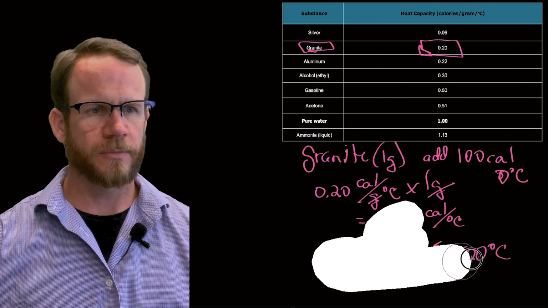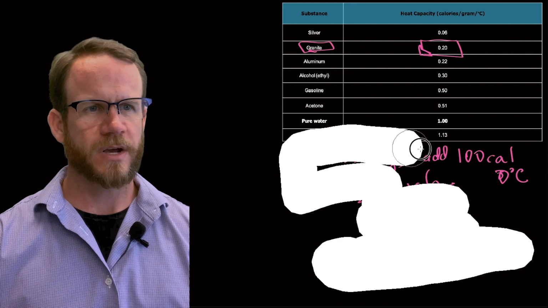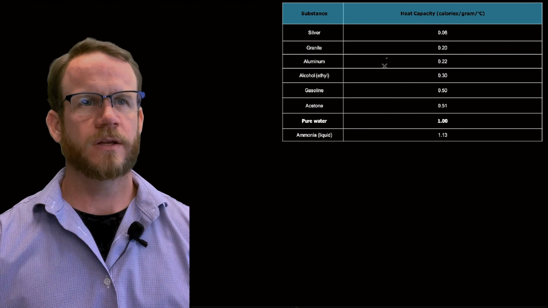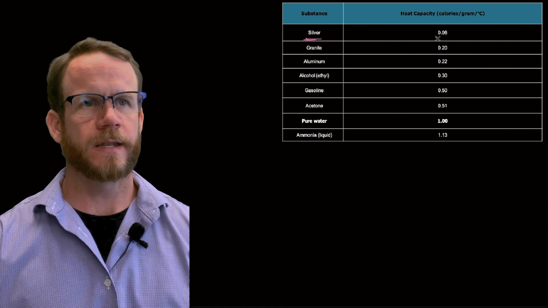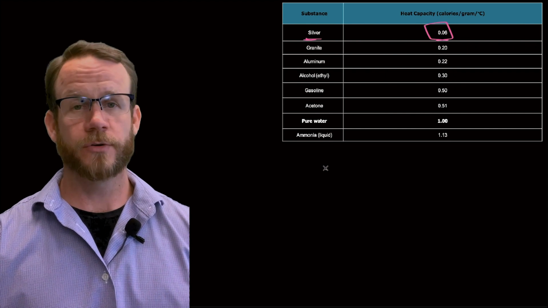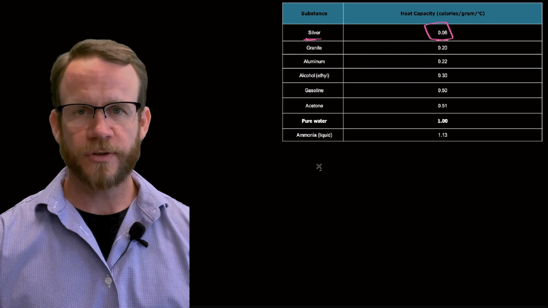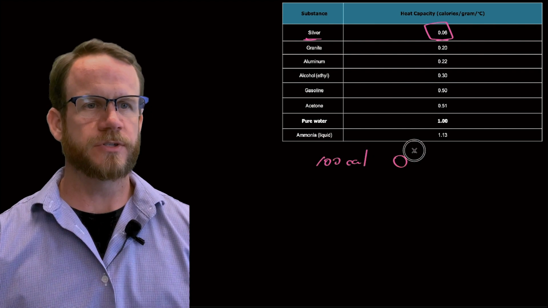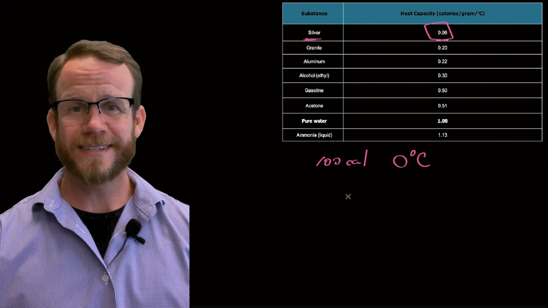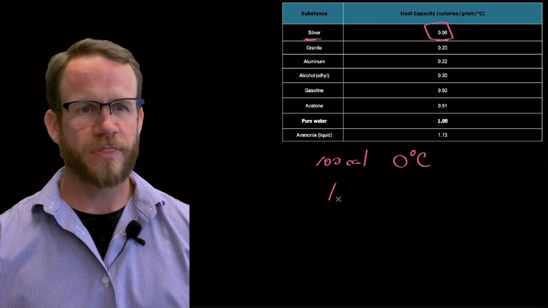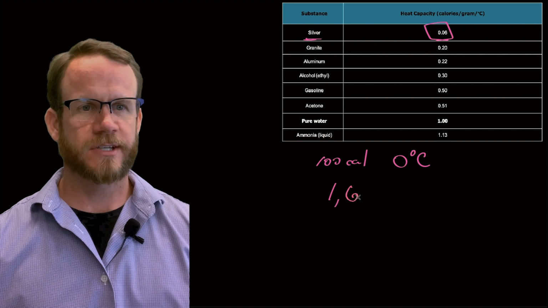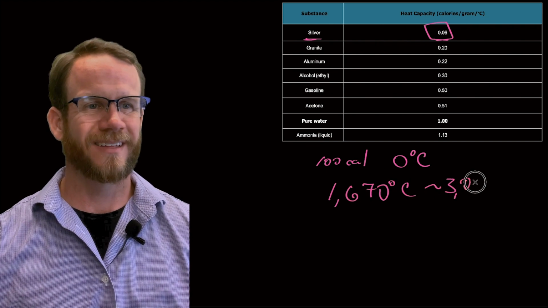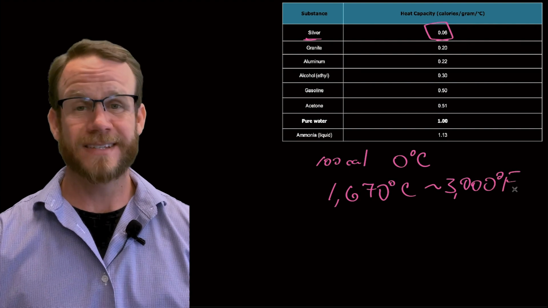So what else? I'm going to show you one more of these, and I'm not going to write all of this out this time, but let's take a look at silver, a metal. It's 0.06 calories per gram. Well, if I do the same thing and I add 100 calories, and I start with 0 degrees Celsius, that's actually going to bring me to about, I'm going to look at my notes here, 670 degrees Celsius, or about 3,000 degrees Fahrenheit. That's a lot, okay?